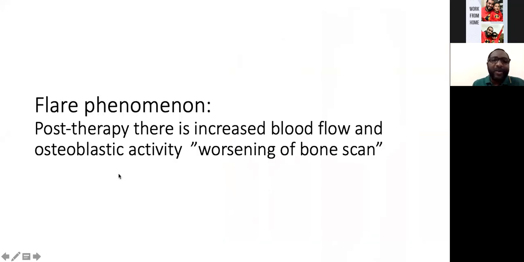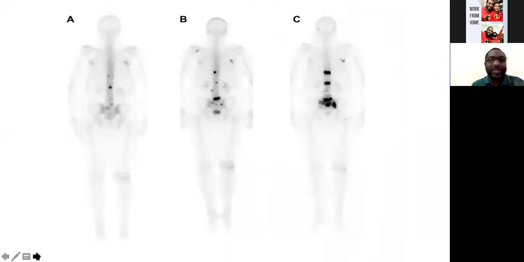Now, in the course of therapy, there is something referred to as a flare phenomenon, which can be very confusing sometimes when you are interpreting a bone scan. Following any form of therapy, be it chemotherapy or radiation therapy, to a patient who has already documented metastasis, because of the reaction to the therapy, there is usually increased blood flow and increased osteoblast activity. This will appear as worsening in the skeleton, and this is something we need to be worried about. So this is a flare phenomenon.